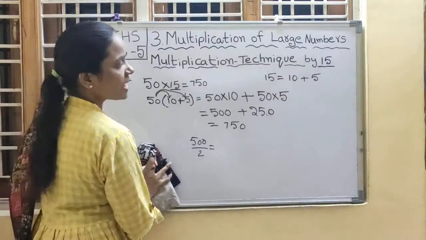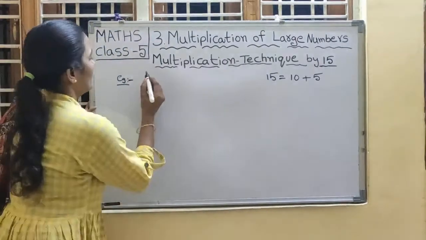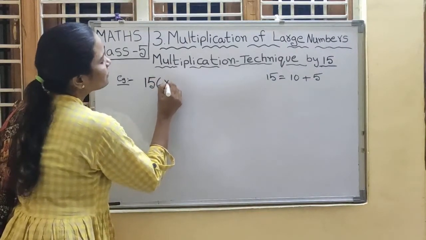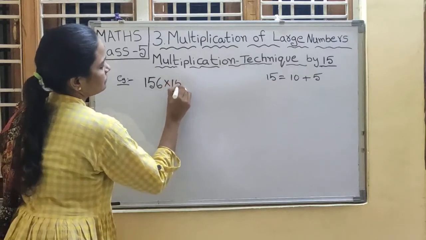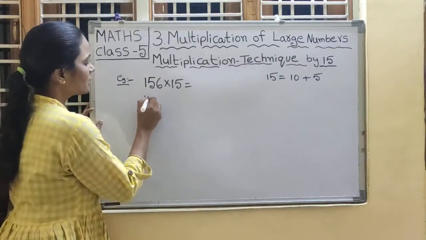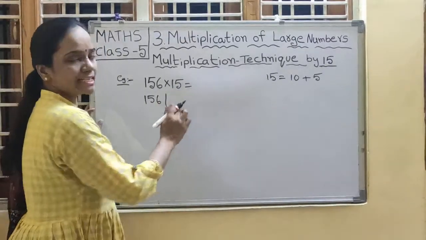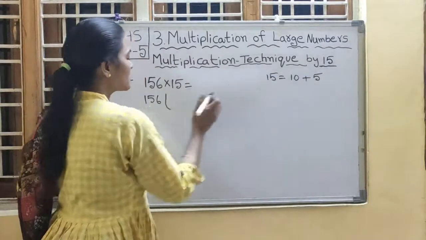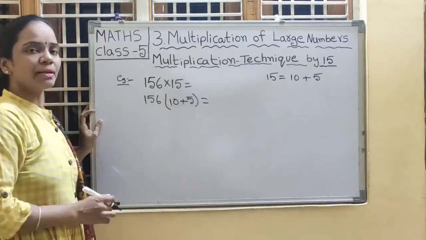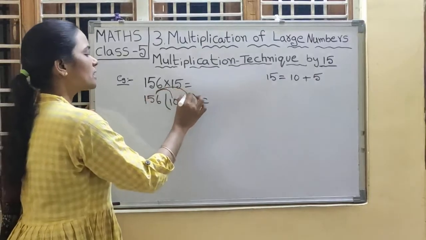So the next one more example I want to take. 156 into 15. So first what we have to write? 156 into, bracket means into. In the 15, take expanded form of 15. What is expanded form? 10 plus 5. So 10 plus 5. In the place of 15, I wrote 10 plus 5. Now first what we have to do? So this number should be multiplied by 10. Again this number should be multiplied by 5.